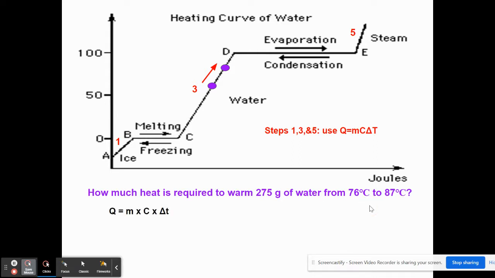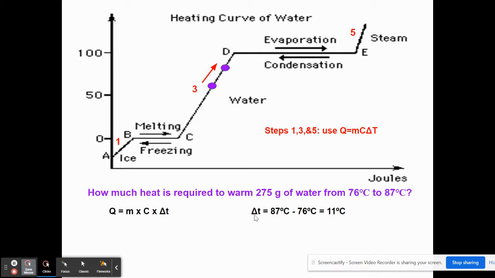And then I fill in things that I know. I know the mass. The mass is 275 grams. I know I'm changing from 76 degrees Celsius to 87 degrees Celsius. So I have to find this change in temperature, delta T, final minus initial. So 87 minus 76, final temperature minus the initial. That's going to give me 11 degrees Celsius. So I know my delta T now.